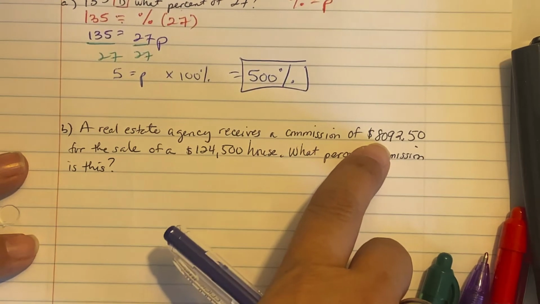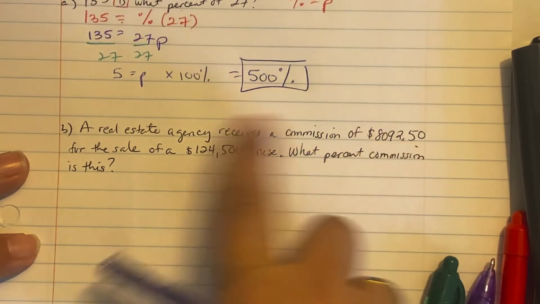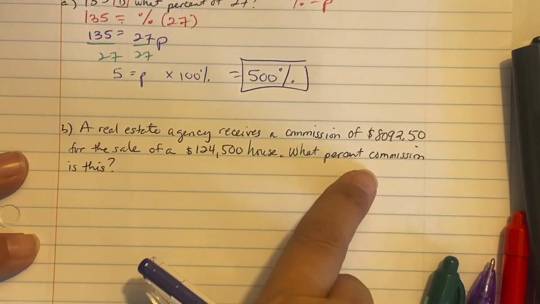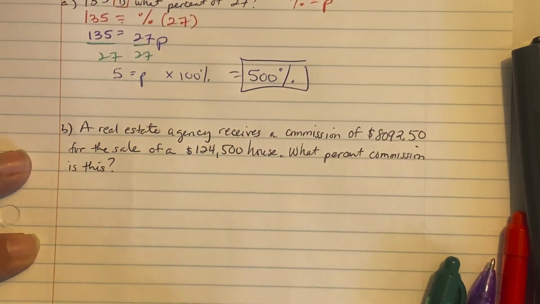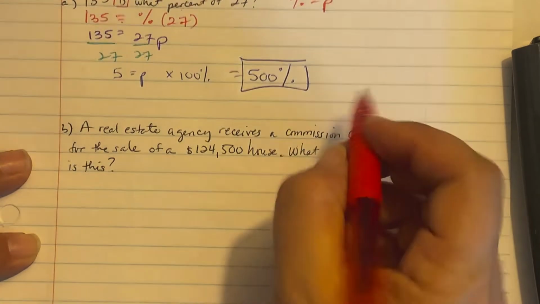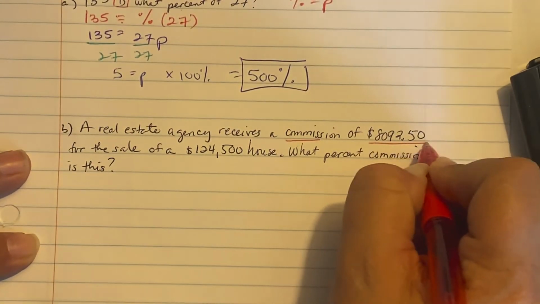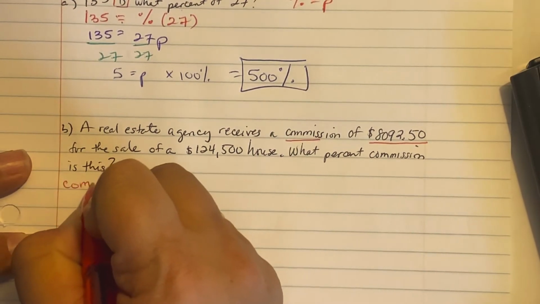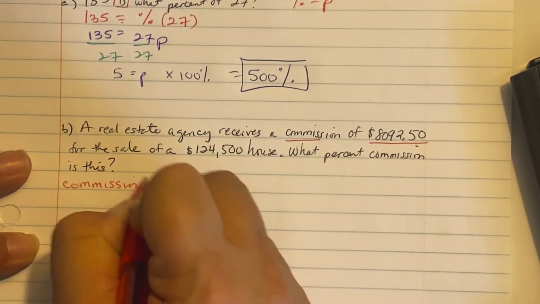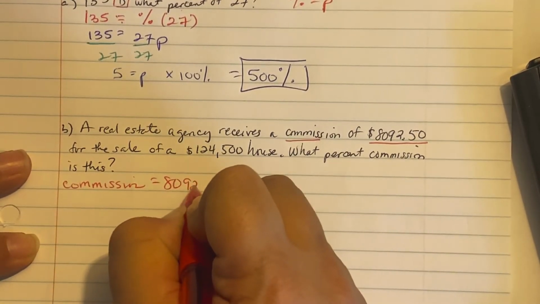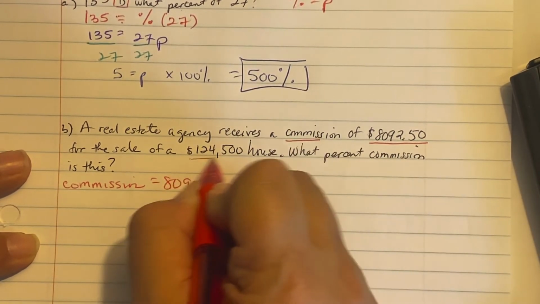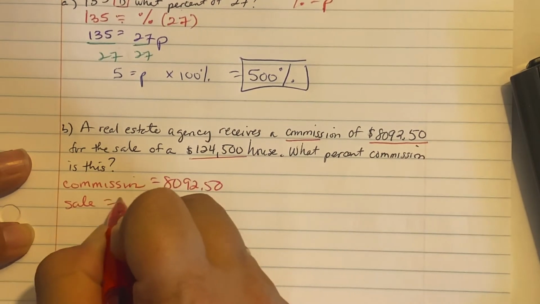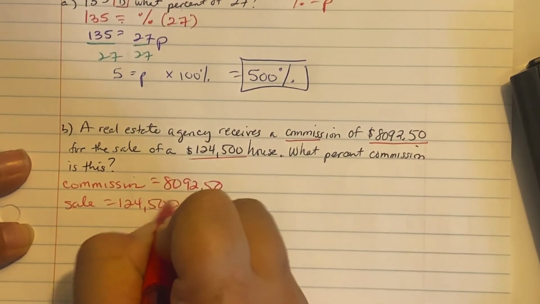On part B, it says a real estate agency receives a commission of $8,092.50 for the sale of a $124,500 house. What percent commission is this? Okay, so let's look where we start. Receives a commission of $8,092.50. So commission $8,092.50. The sale value was $124,500. And they want to know what the percent is that we don't know.